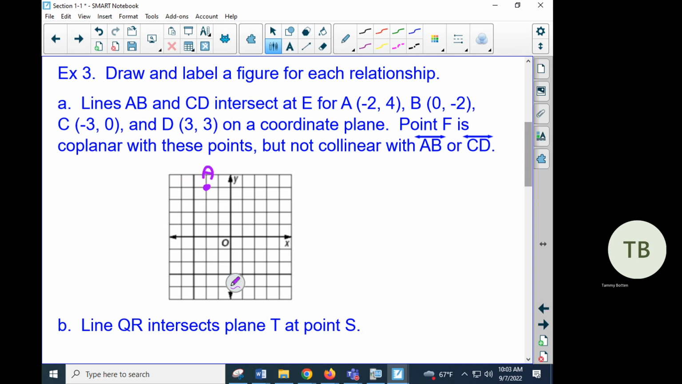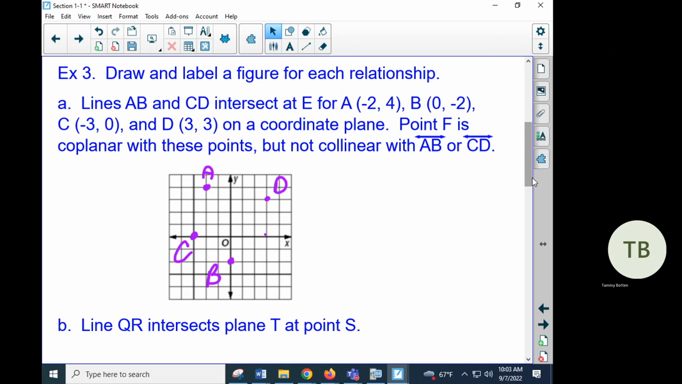B is 0, -2. So we don't go left or right, and for the -2, we just go down 2, and that is point B. Then we have C, which is -3, 0. So you'd start at your origin and go back to the left 3: 1, 2, 3. It doesn't go up or down because of that 0. Oh, and I should label that C. D is 3, 3. So I'm going to go right 3, up 3, put a point, and that is point D.